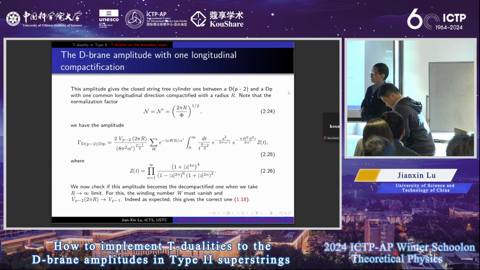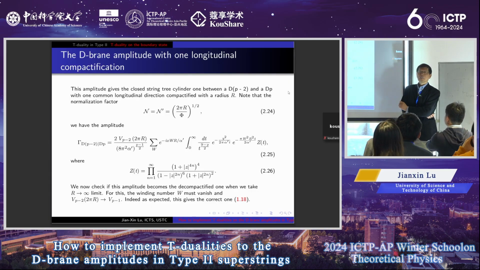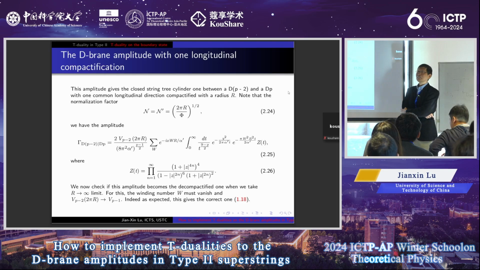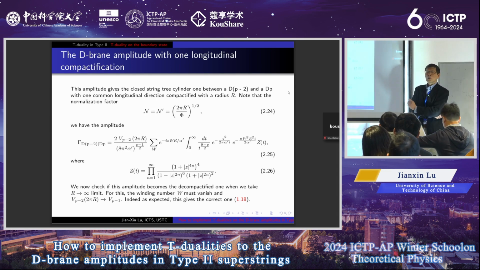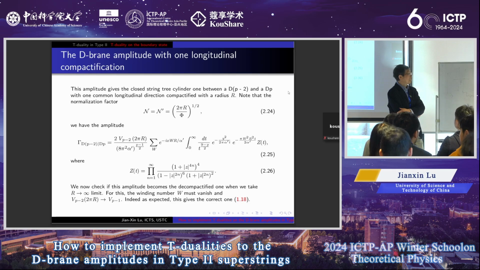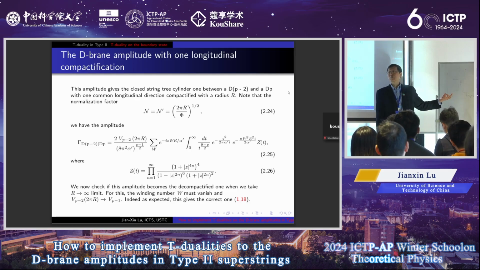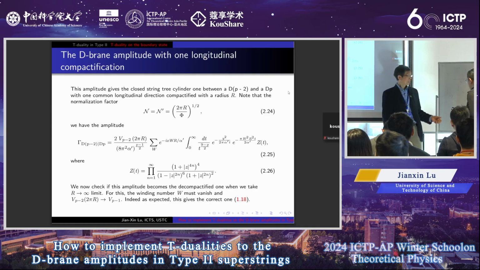Thanks. Let me rephrase the intention of this talk. I guess yesterday I didn't stress that, so some of you may be confused. The purpose here is to ask how to implement the T-duality on the interaction amplitude between two D-branes. Here I just pick a specific system which consists of a Dp brane and a D(p+2) brane.